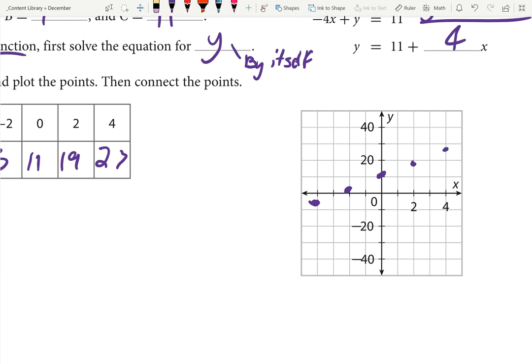So there's my line. And again, it should look roughly like a straight line. It's supposed to be a straight line. So our graph is not perfect, but it does resemble a straight line, which is good for us. That is our graph.